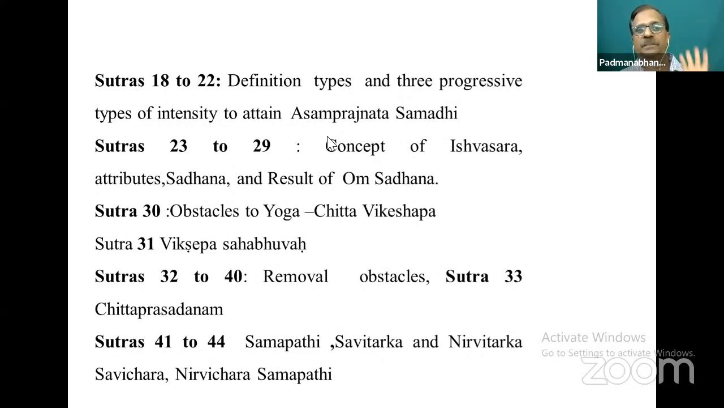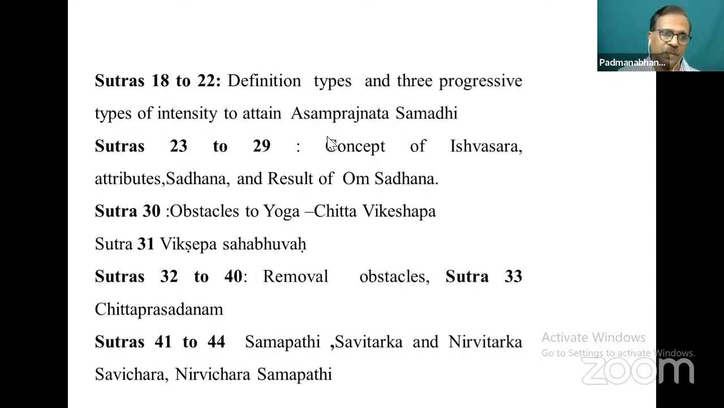Para Vairagya, no interest in material pleasures. And it talks about the three types of Mrudu, three types of intensity. Then types of Asampratnada Samadhi: Prakriti Laya, Bhava Pratyaya Asampratnada Samadhi, etc. Don't worry, I will discuss each and every Samadhi in very clear terms.